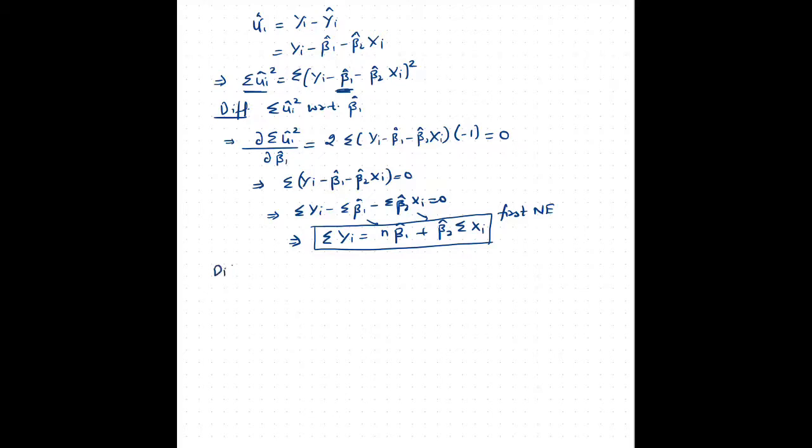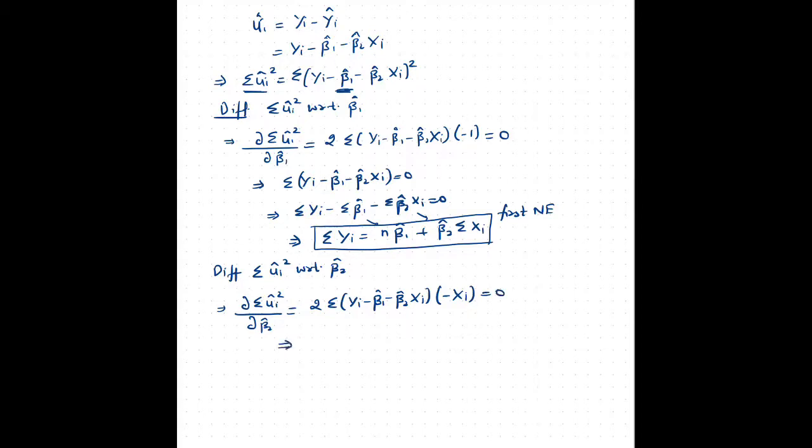Now we differentiate summation ui hat square with respect to beta 2 hat. Now this implies we have delta summation ui hat square upon delta beta 2 hat equals 2 summation yi minus beta 1 hat minus beta 2 hat xi, into minus of xi, equals 0.